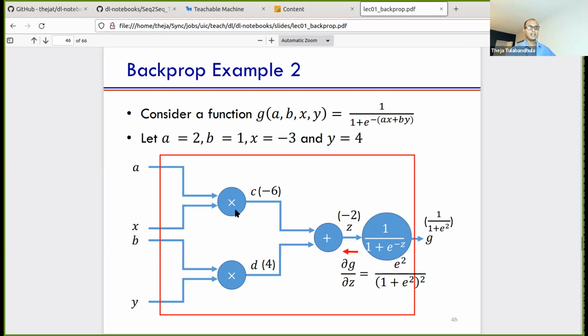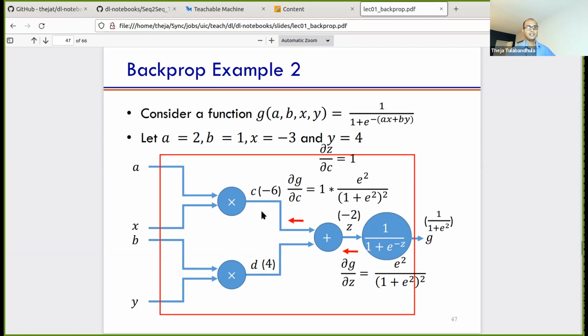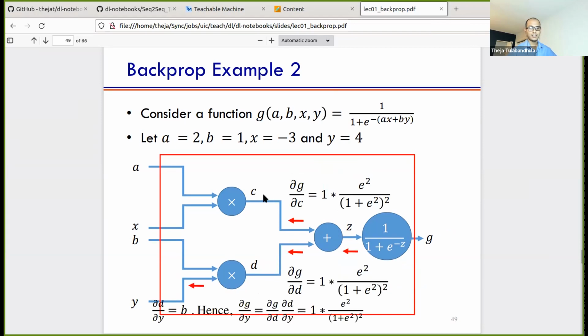just multipliers. So for example, if we focus on the C side, gradient of G with respect to C is whatever was the incoming gradient times the local gradient here at Z. Let me go one step forward. So if you look at the final gradient of G with respect to Y, it is a local gradient here times the local gradient here times the local gradient here times the incoming gradient.